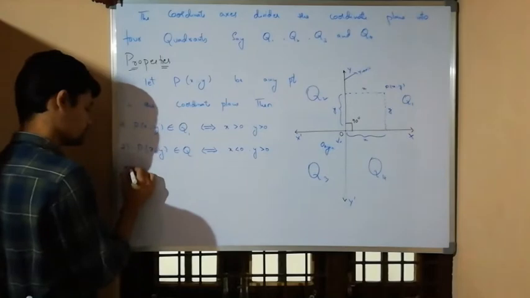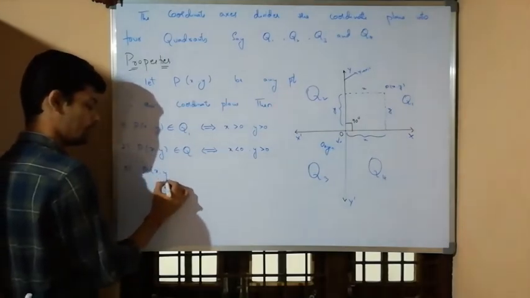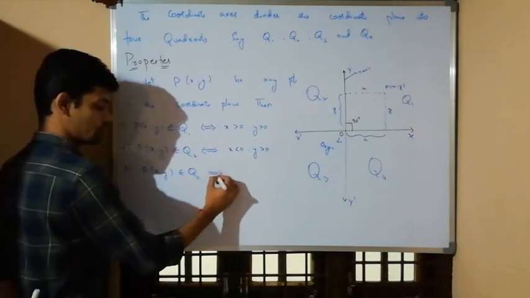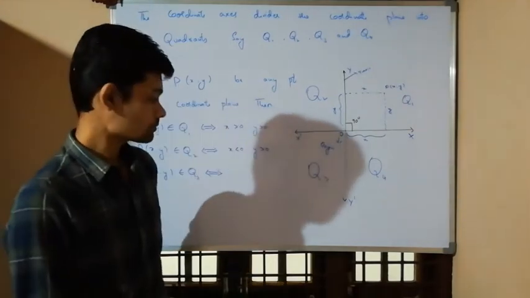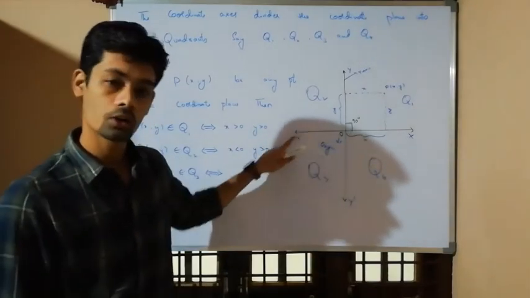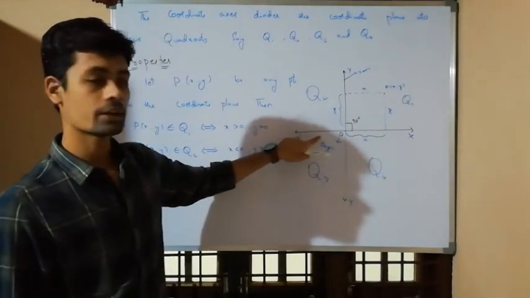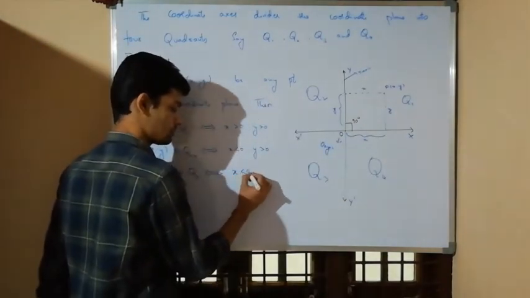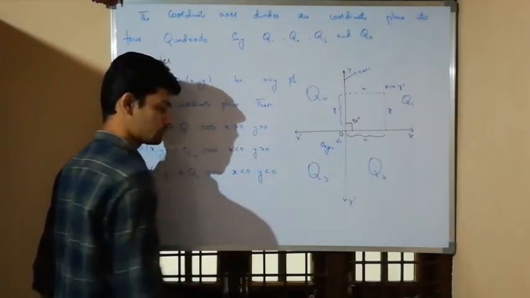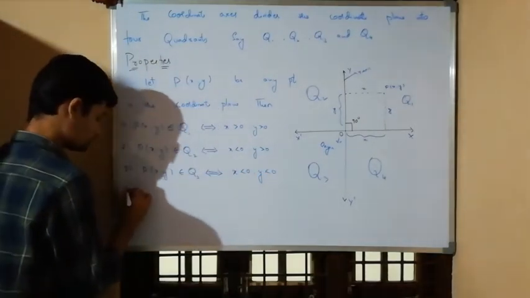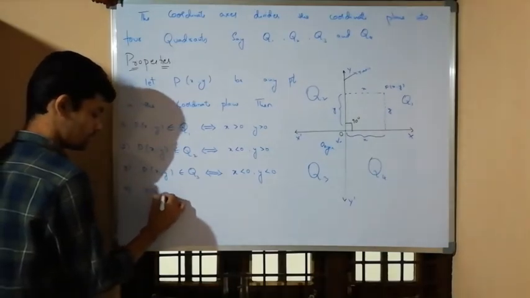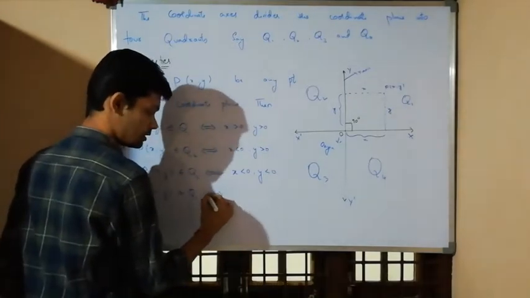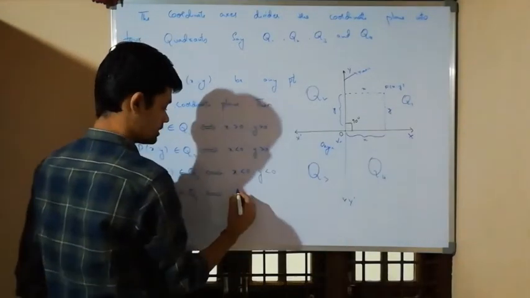Third one, P of x comma y belongs to the quadrant Q3 if and only if any point belongs to the third quadrant, its x coordinate will be negative and y coordinate will also be negative. Fourth one, P of x comma y belongs to Q4 if and only if x is positive, y is negative.